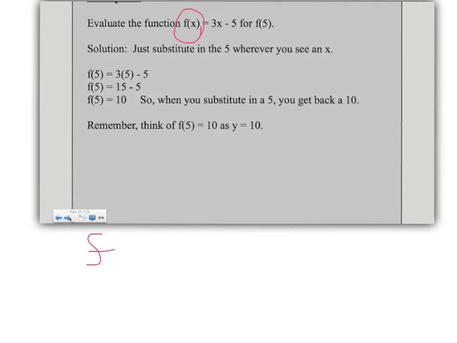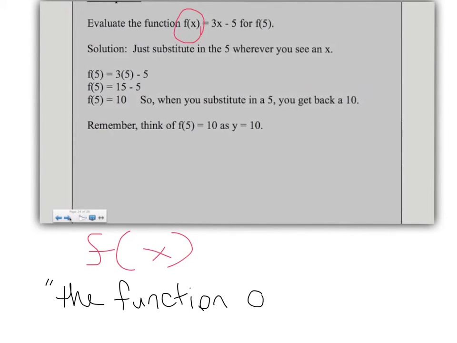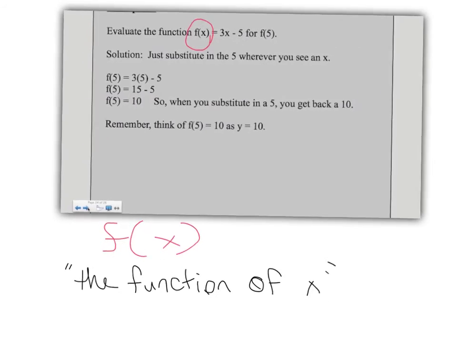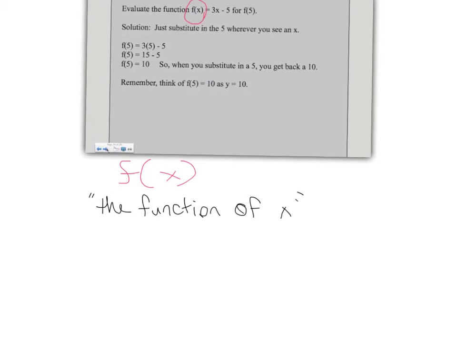So the function of x is written like this. Let me write that a little bit neater here. You can say either the function of x, or the way that I will probably most often refer to it, which is f of x. What that's telling me is that a function of x is equal to some equation. But guess what? F of x is exactly the same as y. It's just a more accurate way to talk about y.